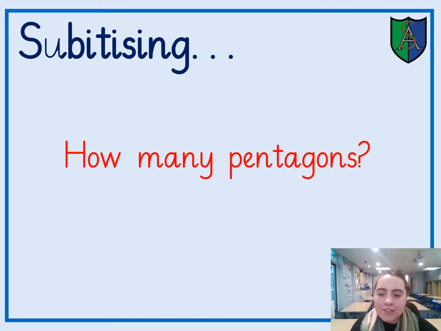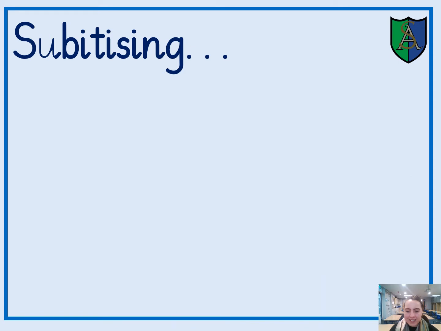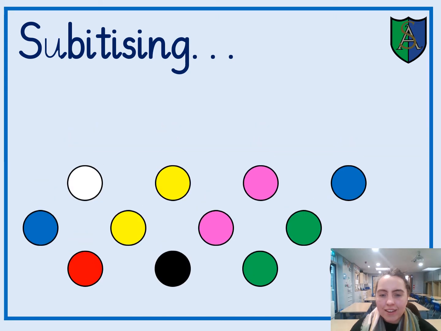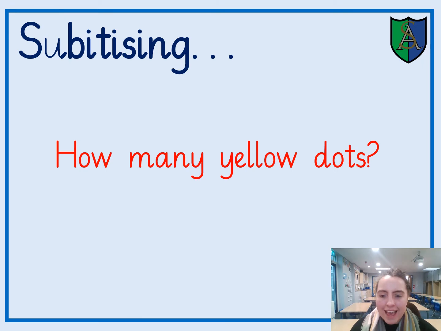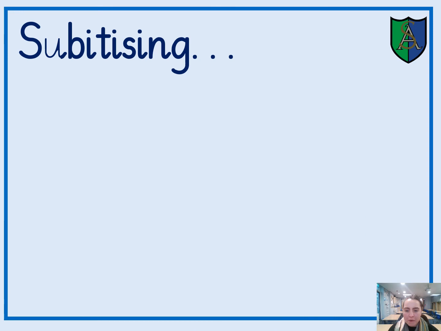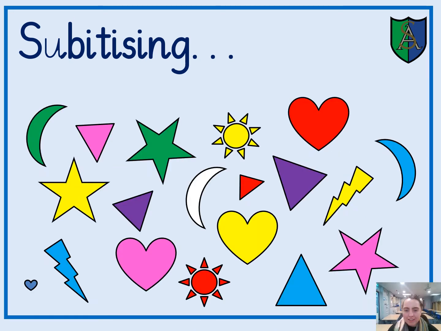Okay, time for the subitizing part of our lesson. I'd like you to look at the screen and tell me how many pentagons you can see. Excellent, well done. This time, look for those red dots. Amazing. Now, yellow dots. Super duper. And finally, yellow shapes.